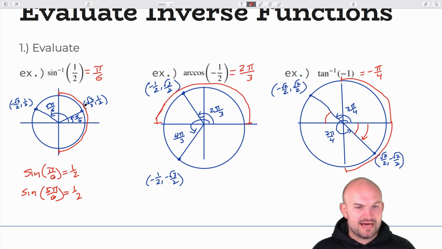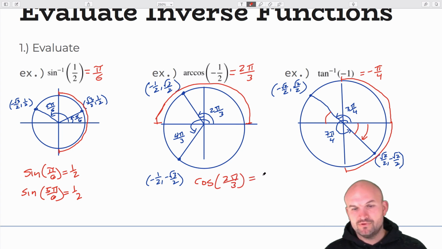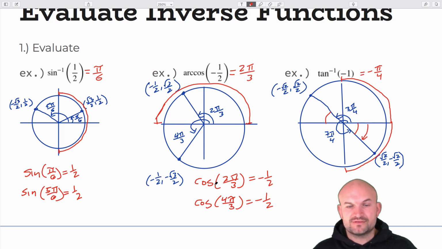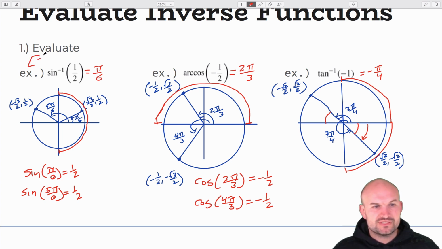Cosine is negative 1/2. Again, cosine is going to be negative 1/2 at 2 pi over 3 and 4 pi over 3. So we could say, cosine of 2 pi over 3 equals negative 1/2. Cosine of 4 pi over 3 equals negative 1/2, right? So those are at least two angles that give us negative 1/2. But again, our restrictions for tangent, actually, I'm going to write these restrictions. Negative pi halves, comma pi halves.